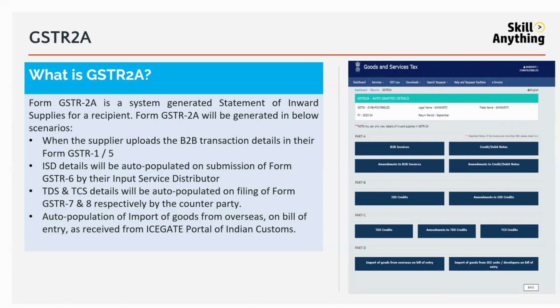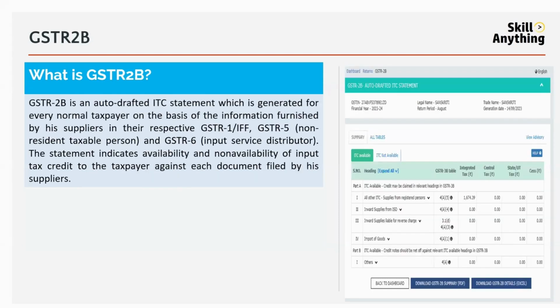And when an import of goods or overseas bill of entry is received by the GST Portal, it is auto-populated in GSTR-2A. So GSTR-2A is simple. It is a statement of purchase invoices, given the scenarios. Now let's move into the next slide and see what is GSTR-2B.